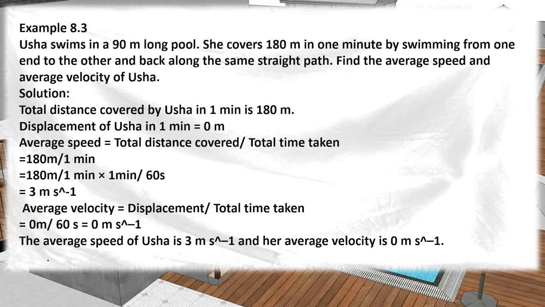Average speed is total distance covered by total time taken equal to 180 meter by 1 minute equal to 180 meter by 60 seconds equal to 3 meter per second. Average velocity is displacement by total time taken equal to 0 by 60 equal to 0 meter per second. Therefore, the average speed of Usha is 3 meter per second and the average velocity is 0 meter per second.